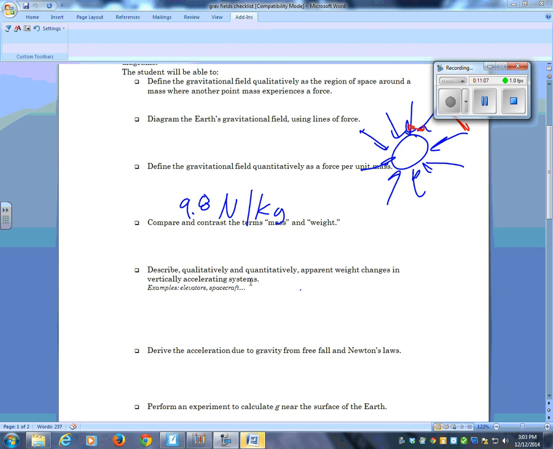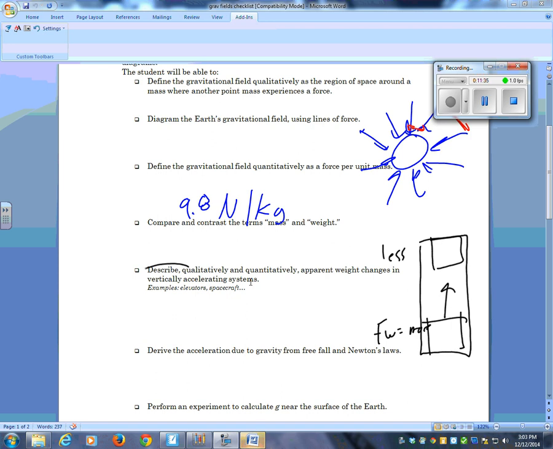Why is that? Remember we spent a couple days talking about the elevator at the bottom, right? And then it accelerates up, and your weight force is more at the bottom, and when you're at the top, it's less. And we did problems like that. It's because you're accelerating up and down. If you're just sitting there, you weigh the same. It's when you are vertically accelerating.